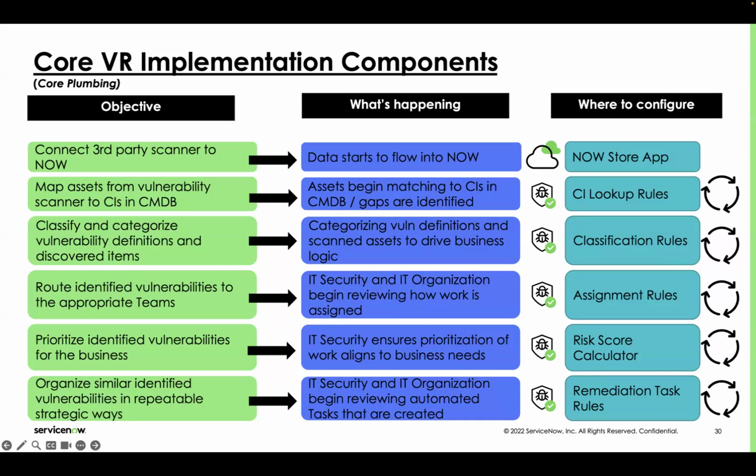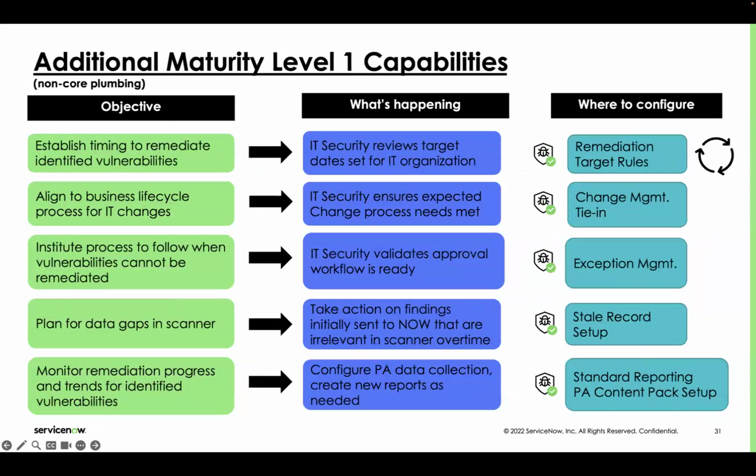If we go to the next slide, those maturity level 1 capabilities. This is where we build on top of that core plumbing with things like tying into our change management process or applying a patch or making a configuration change, establishing exception management.